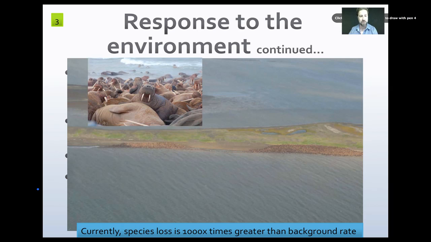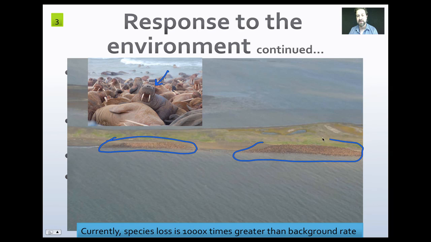I'll put my walrus picture up there. What this is here, we know what this is, but what we can see here are thousands upon thousands of walrus that have hauled themselves out of the ocean because there's no sea ice left.